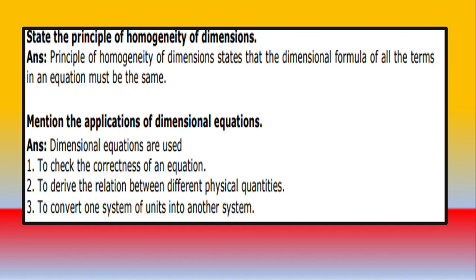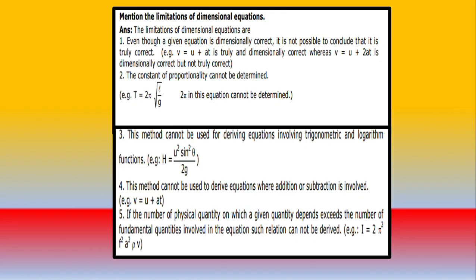Another very important concept in this chapter, often asked for 5 marks, is the applications of dimensional equations. Dimensional equations are used to check the correctness of an equation, to derive the relation between different physical quantities, and to convert one system of units to another system, which is very, very important. This can be asked for 5 marks separately. So a few examples we can go through.